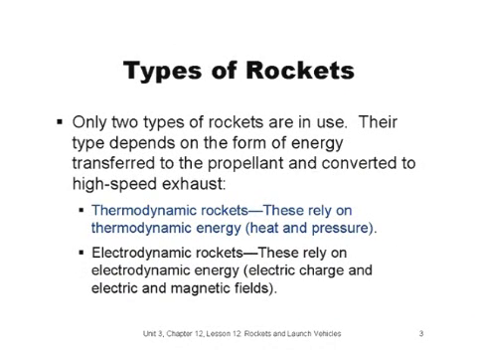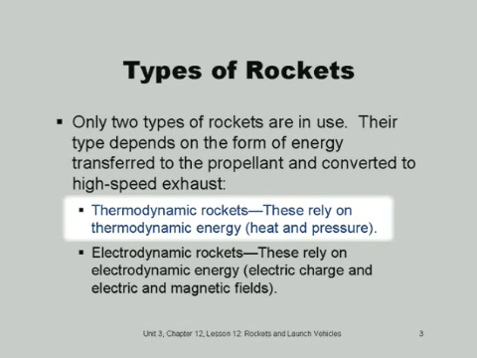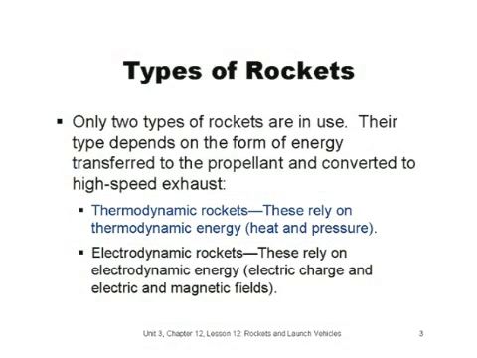There are only two basic types of rockets in use today. How we classify them depends on the form of energy transferred to the propellant and converted to high-speed exhaust. The first type is a thermodynamic rocket, which relies on thermodynamic energy or heat and pressure. And the second type is an electrodynamic rocket, which relies on electrodynamic energy or electric charge and electric or magnetic fields. For today's discussion, we're going to focus on thermodynamic rockets. Your text has information on electrodynamic rockets for your review.